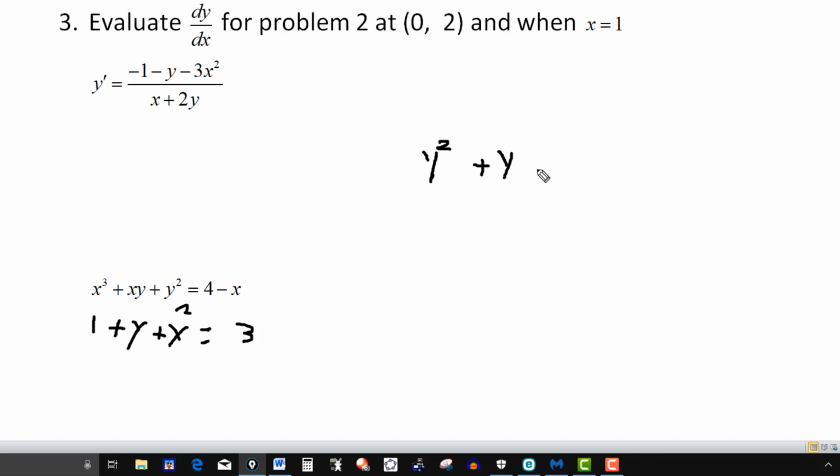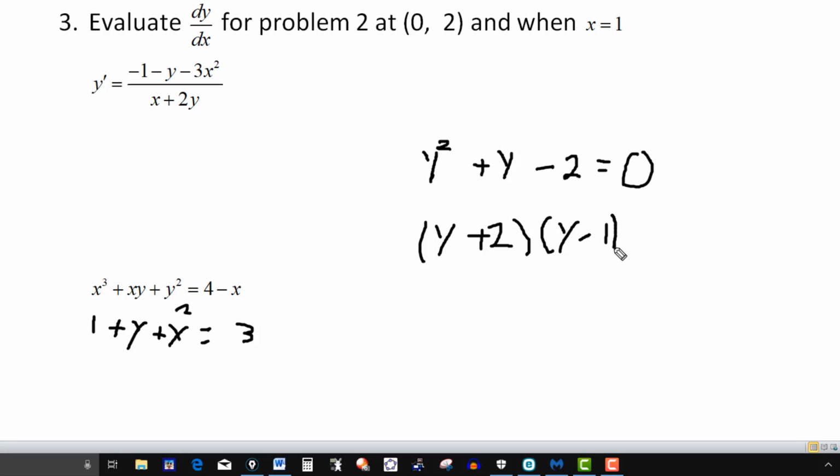Okay, so what I'm doing here is I'm finding the value of y when x is equal to 1, otherwise I can't solve the problem. Okay, so this is a quadratic, so I can factor this: (y plus 2)(y minus 1). So this, of course, would tell me that y is equal to negative 2, or y is equal to 1.